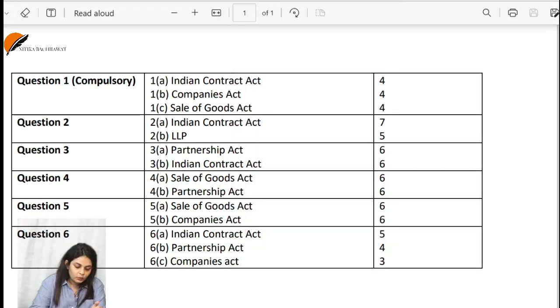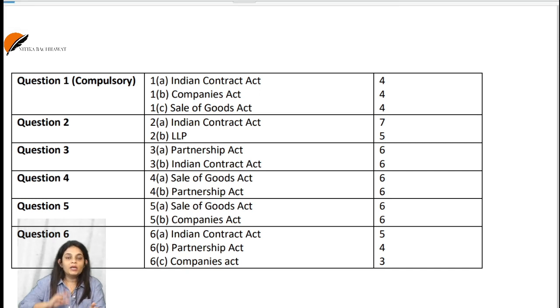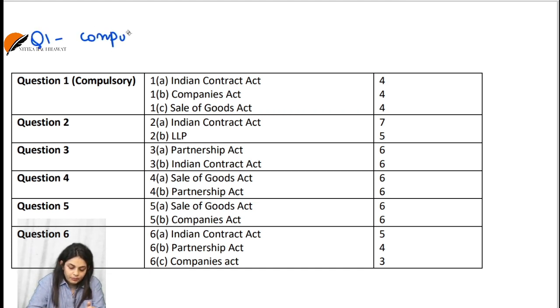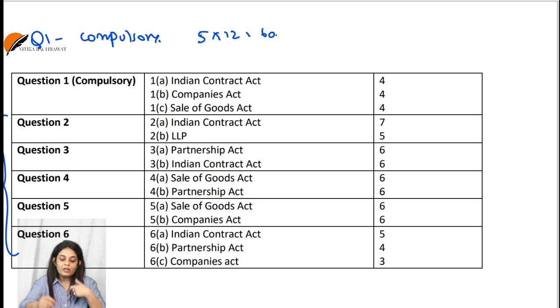Question number 1 is a compulsory question. It is divided into 3 parts, 4 marks each. Remember, every question is of 12 marks. Question number 1 is compulsory, and out of the remaining 5, you have to answer any 4. So, total 5 into 12, each question is of 12 marks, which is 60. So, the paper is basically 72 or 74 marks, of which you have to attempt how many? 60 marks. So, this is the overall paper.